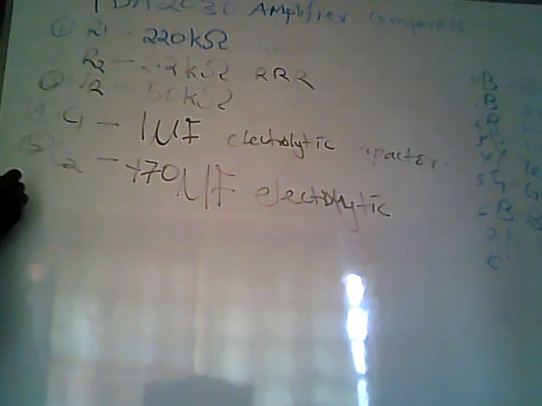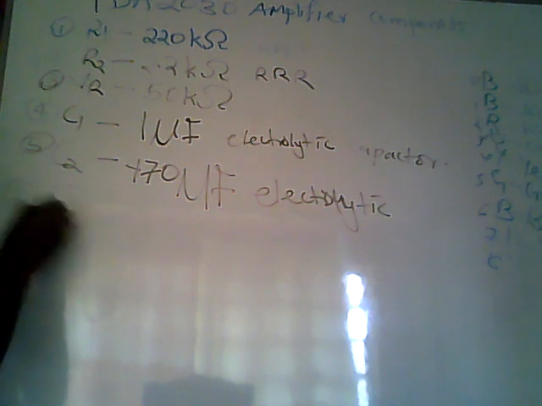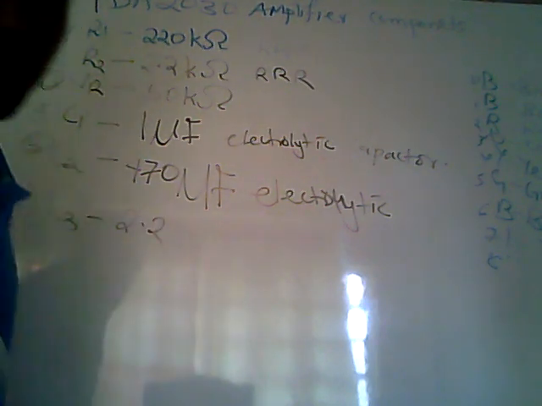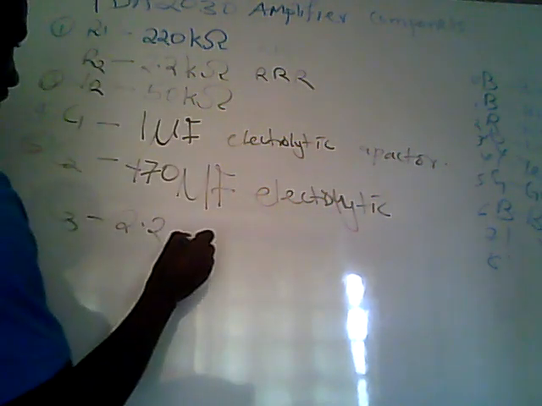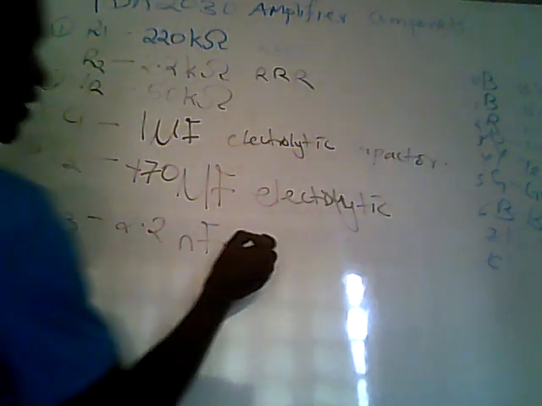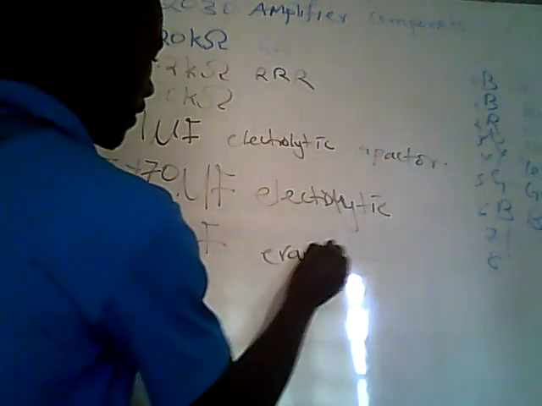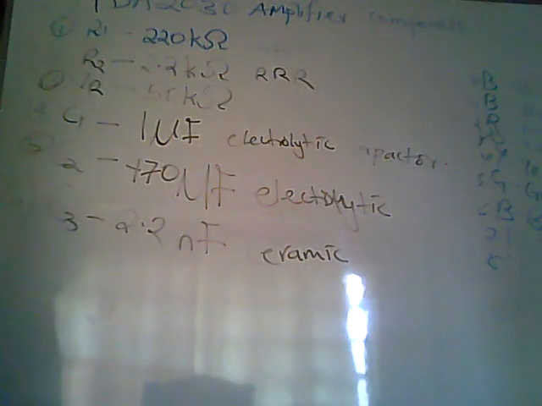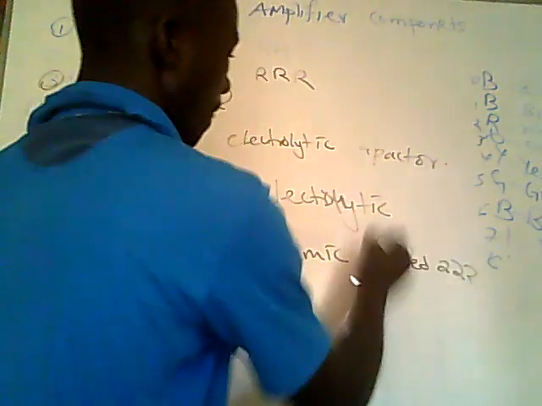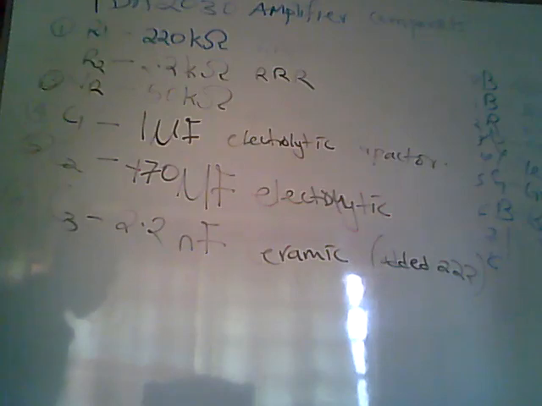We also need the third capacitor, 2.2 nanofarad. It is a ceramic capacitor. It is coded 222. That is the capacitor we need.